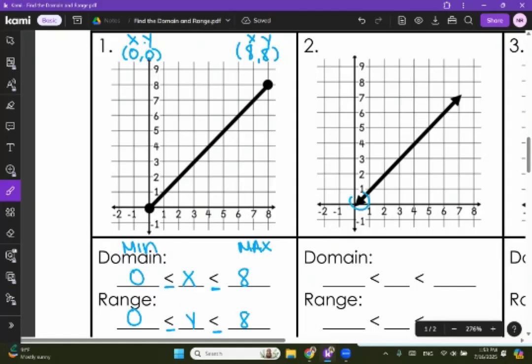Okay, now with this one, we have arrows on both sides, but this arrow is going down and to the left. If we're going to the left, that makes our infinity negative. If we're going down, our y values are negative. Here, since we're in the first quadrant, positive, positive.